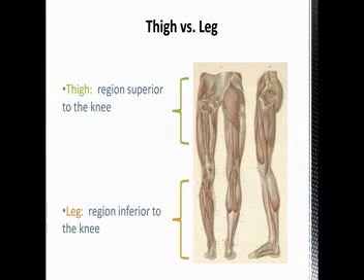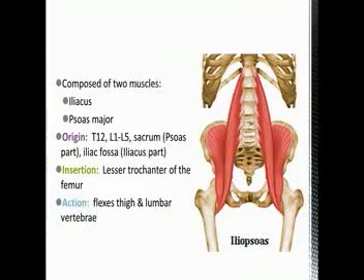Alright. Just like we broke down the arm and forearm, we can actually break down the lower extremity into the thigh and leg. The thigh is really the region of the lower extremity that's going to be superior to the knee, whereas the leg is the region that is going to be inferior to the knee. And we're just going to get right into the muscles.